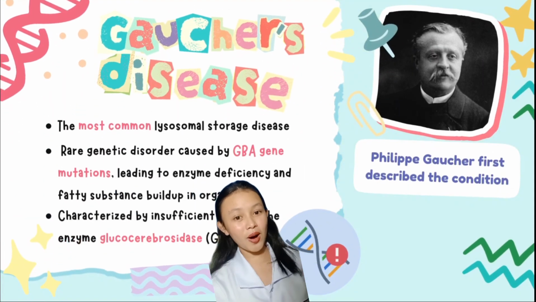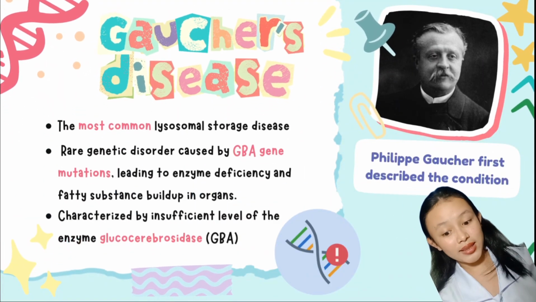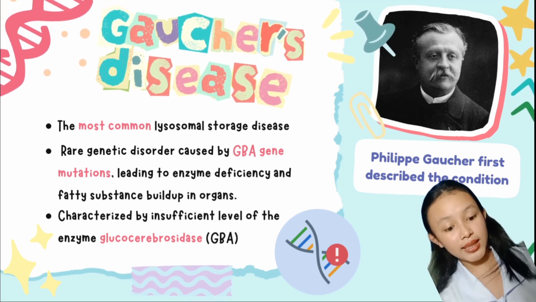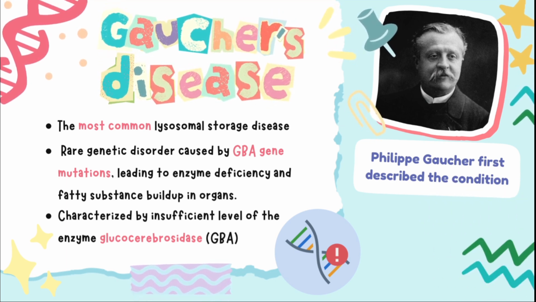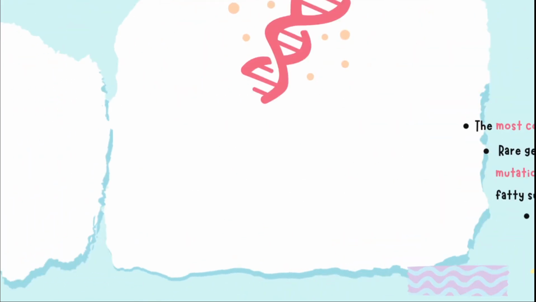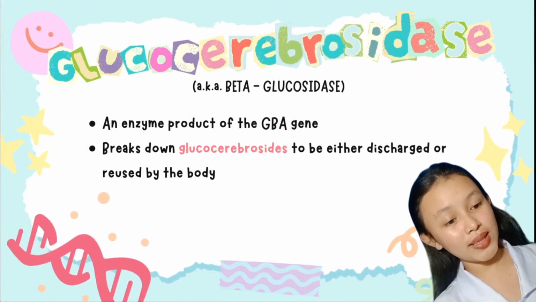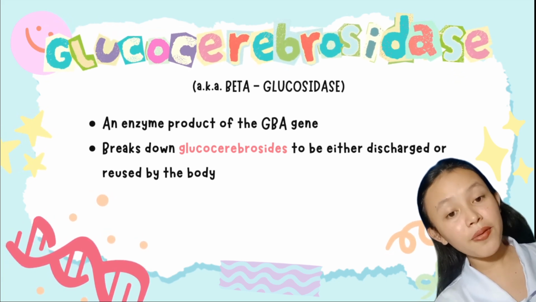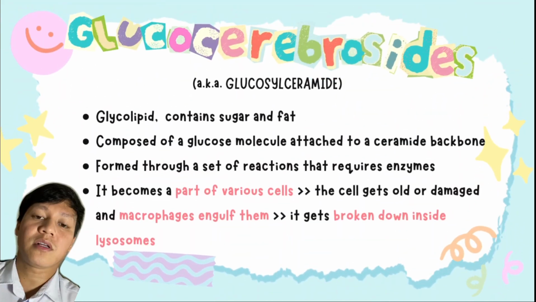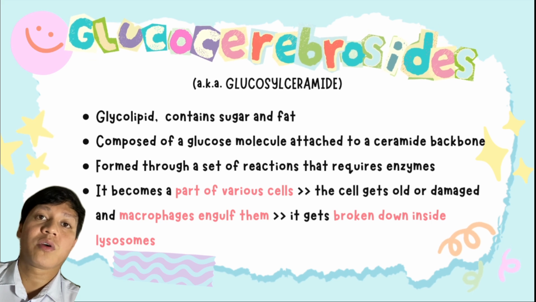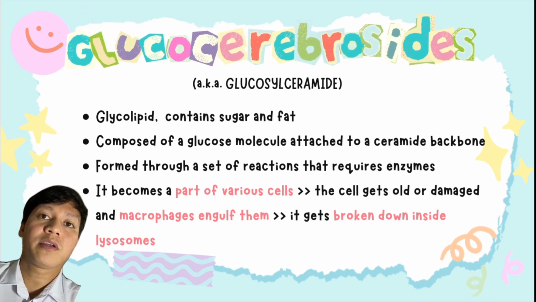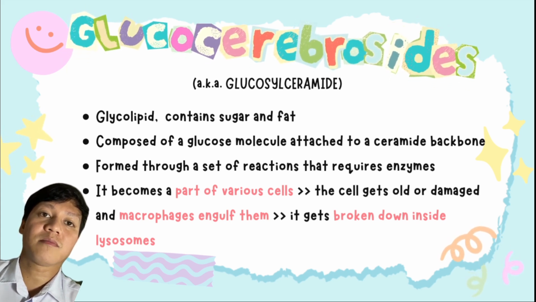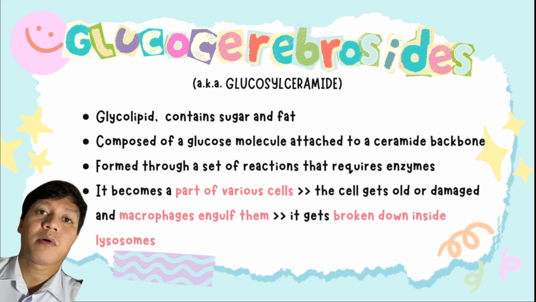Gaucher's disease is the most common lysosomal storage disorder, though it is still considered rare. It is a genetic condition caused by mutations in the GBA gene, which lead to a deficiency in the enzyme glucocerebrosidase. Glucocerebrosidase, also known as glucosidase, is an enzyme produced by the GBA gene. Its main job is to break down a type of fat called glucocerebrosides, or glycosylceramide. This glycolipid contains sugar and fat, composed of a glucose molecule attached to a ceramide backbone, formed through a set of reactions that require enzymes. And then it becomes a part of various cells.